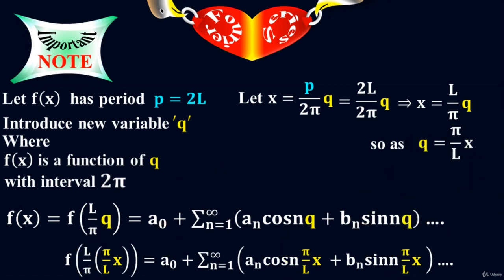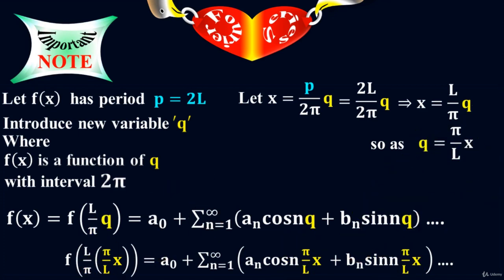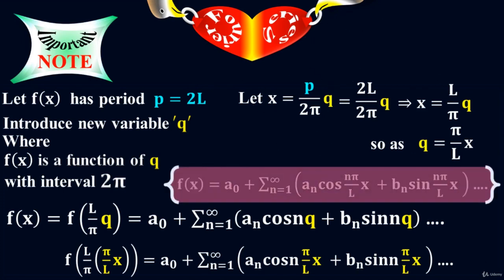So my new equation is in the form where I have f of L over pi times pi over L times x equals a sub naught plus summation of a sub n times cos n pi over Lx plus b sub n sin n pi over Lx. Where at left side pi will cancel with the pi and L will cancel with the L, so I am left only with the x. Well, this is my final formula here. That's how I put n pi over L instead of n. I hope you understand this technique. For instance, just keep this in your minds.